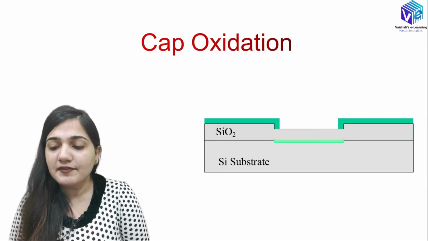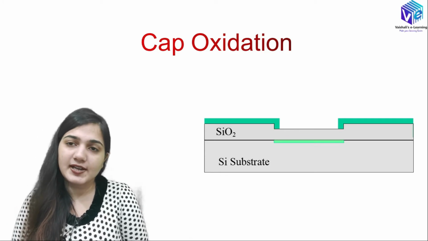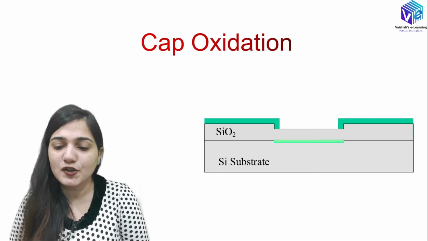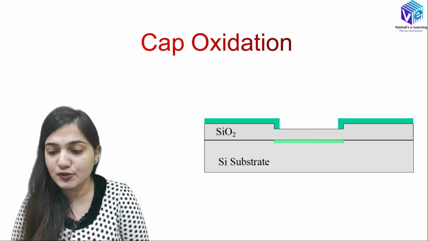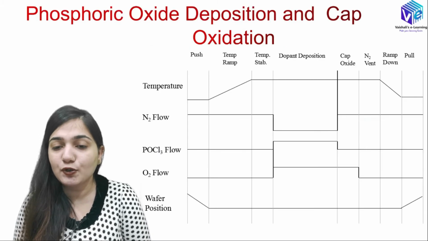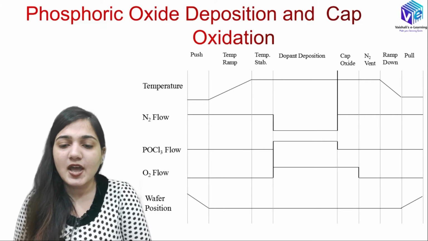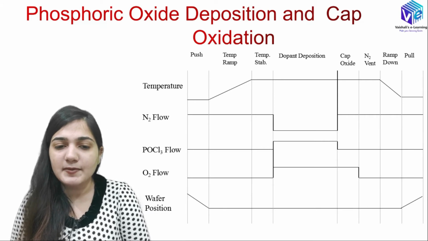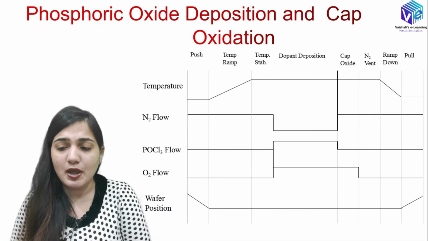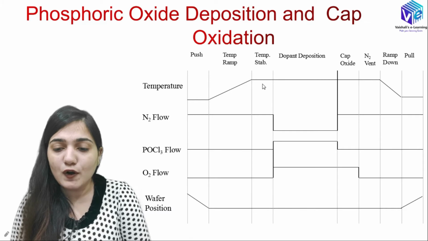Now when we have the cap oxidation layer, after that I will be doing the drive-in process, in which I am giving the higher temperature, so that I will be having the doped region inside the silicon. So this is a very simple process. Now you can see the various parameters, the phosphorus oxide deposition and the cap oxidation, what all steps are there and how we are managing all of the things.